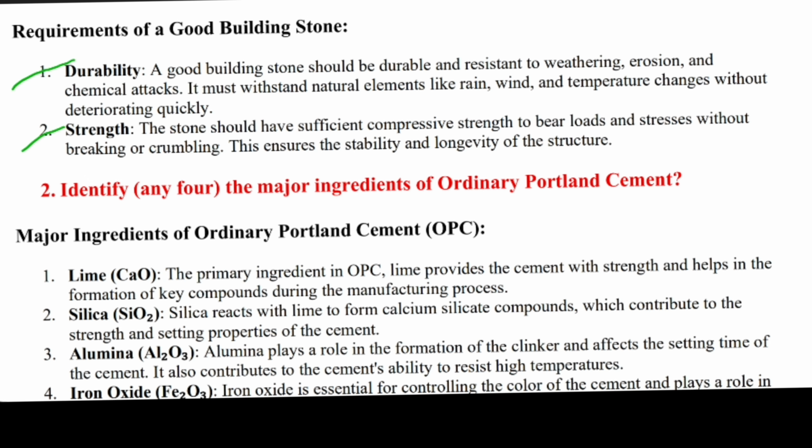Coming to strength, we have to know what we mean by strength: resisting capacity. If you apply load on a stone, it will bear the stress. Whatever load is acting on the stone, it will bear. When you apply the load, it may break or crush, but it should withstand the load. It will give good stability and long life for the structure.